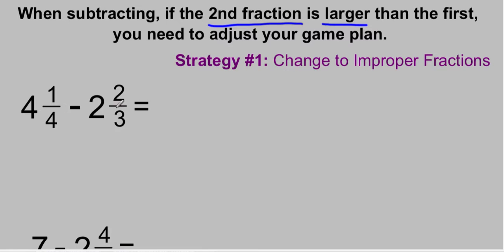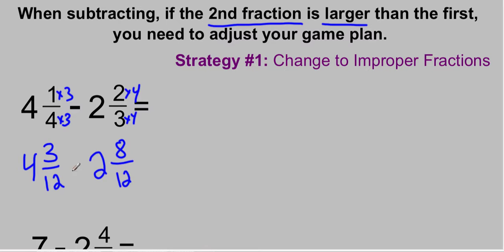So you always start by finding your common denominators. So I'm going to rewrite this one to have a denominator of 12 because both 3s and 4s can turn into a 12. To get from 4, I would multiply times 3 to get to 12, so do the same thing up top. To get from 3, I would multiply times 4 to get to 12, so do the same thing up top. And this one becomes 4 3/12 minus 2 8/12.